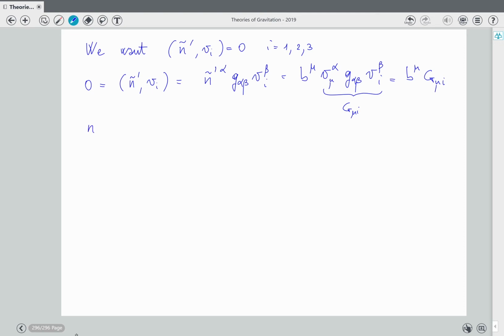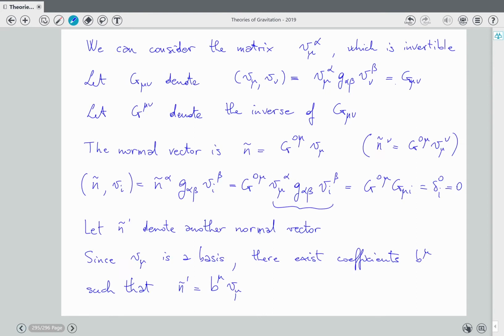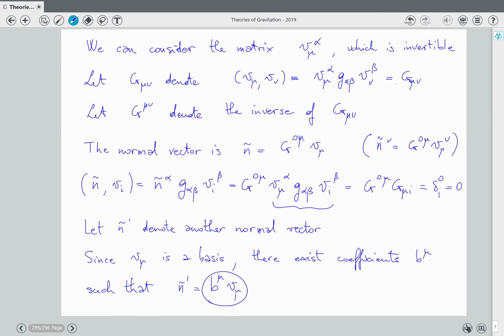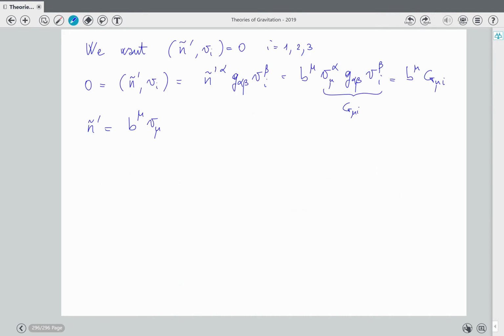So now we check that n tilde prime and n tilde, which was defined previously, are proportional. Why? Because n tilde prime is b mu v mu from here, and we could write it as b mu g mu nu g nu alpha rho v rho, just inserting a matrix and its inverse.